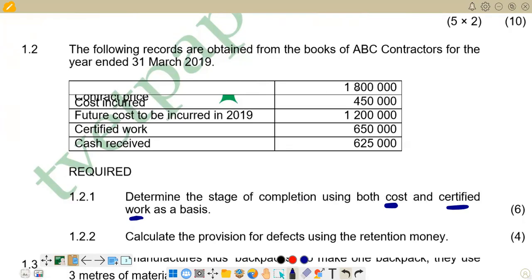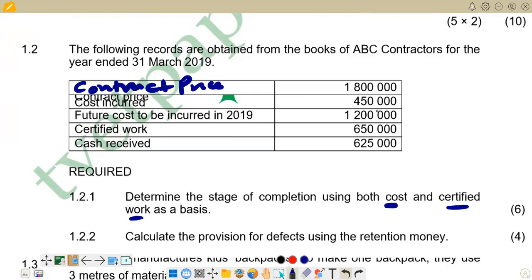So here the figure for 1,800,000, you'd see that that figure is representing our contract price. So this is our contract price. Here you've got contract price, and this is cost incurred, 450,000. 450,000 becomes the cost incurred. So these are the figures that we are having there.